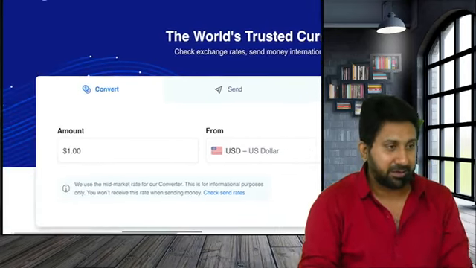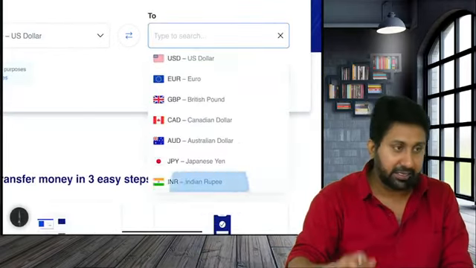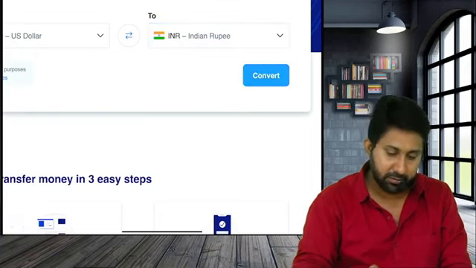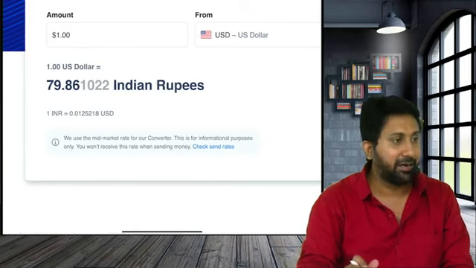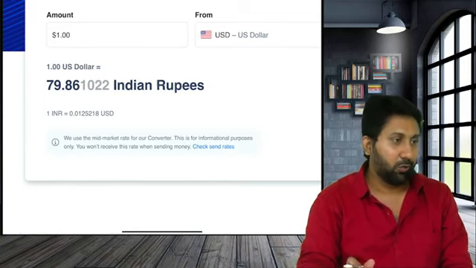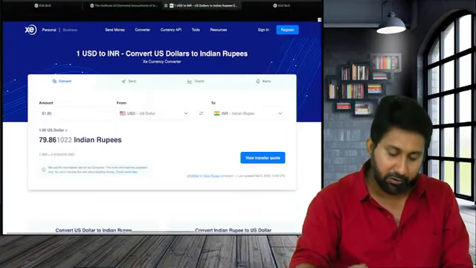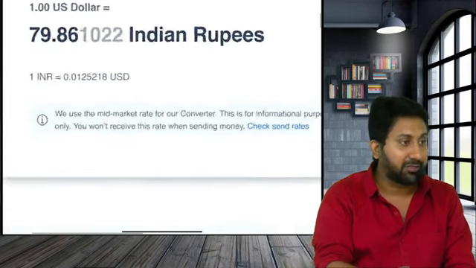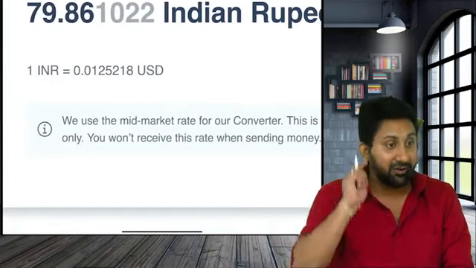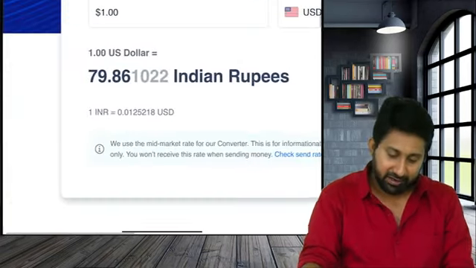Everything you can do using this website. Sir, I will check this. Today, dollar to rupee, let us see. Convert. They will give the exact official exchange rate. 79.86, this is the Indian rupee. Okay, $1 equal to 79.86. Simply, they have also given the indirect quotation. If you trade in USA, 1 rupee equal to 0.0125218 US dollars. Okay, this is the one.